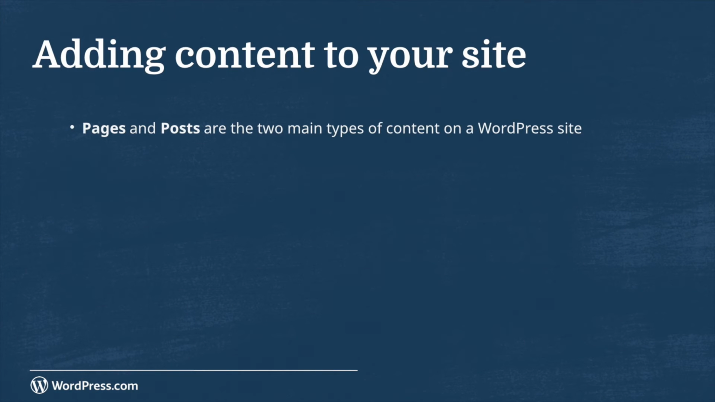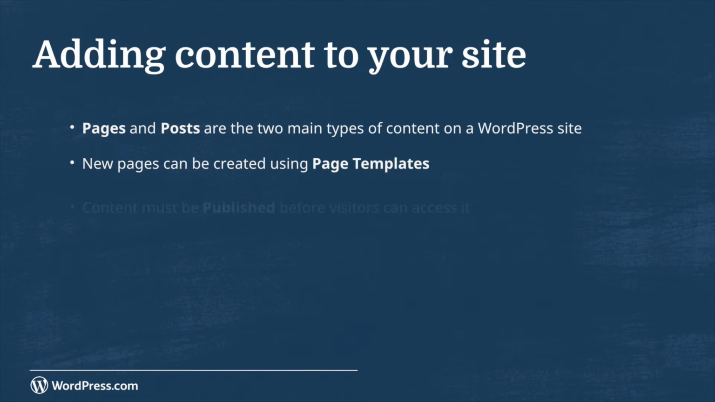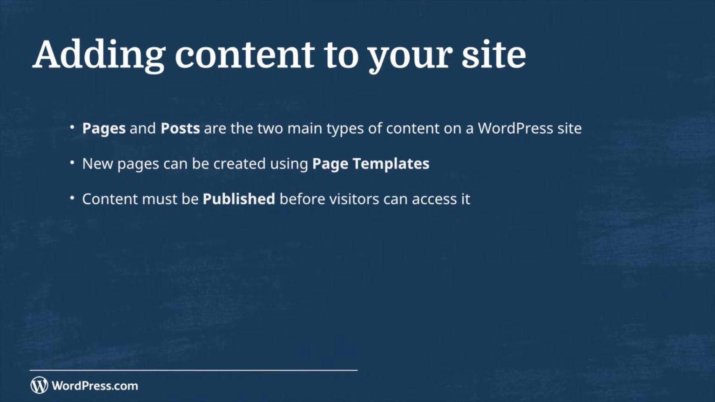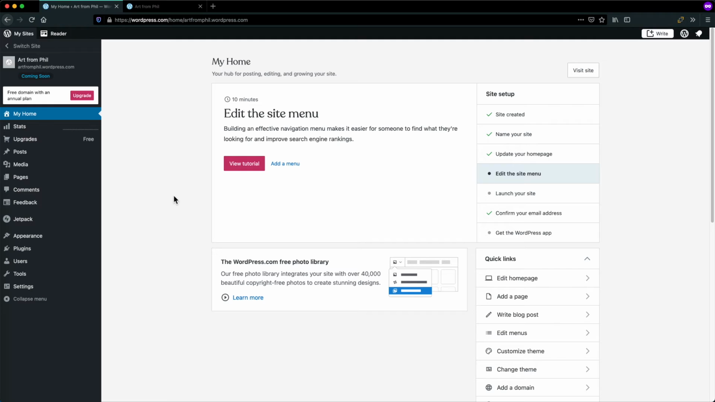Now that you know what your homepage looks like and how to preview your site, let's check out how to add more content to the site using Pages and Posts. The two main types of content on a WordPress site are Pages and Posts. You can access those two types of content in the corresponding menu on the left-hand side of the dashboard.